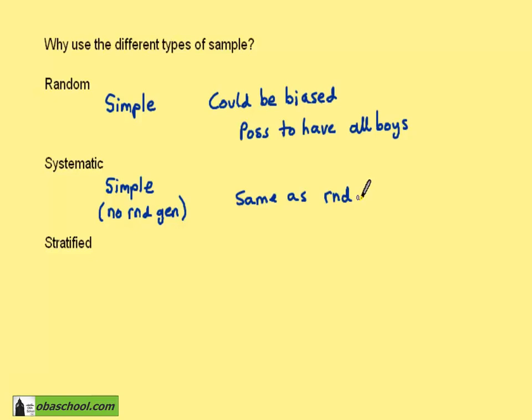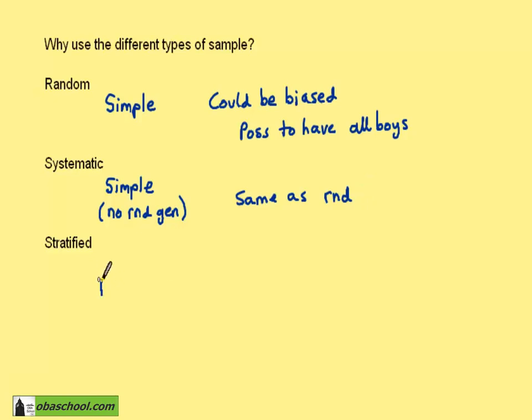If our school had 50 girls and 50 boys, we wouldn't want to take a sample that had 9 boys and 1 girl if we thought that gender would make a difference to the answers.